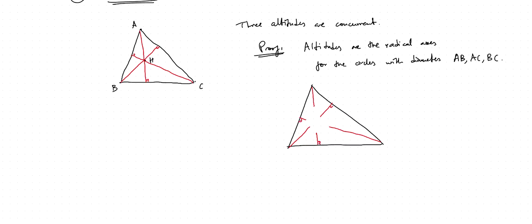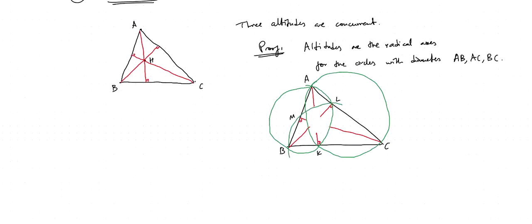Okay. These are the feet of the altitudes. So the circle with diameter AB is this one. Circle with diameter AC is this one. So intersection is A and K. So AK is the radical axis, as you can see. And circle with diameter BC is this one. So for these two, AK is the radical axis. For these two, BL is the radical axis. And for these two, CM is the radical axis. They have to intersect.